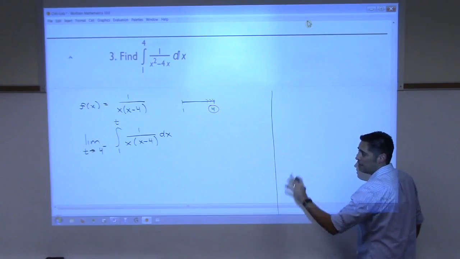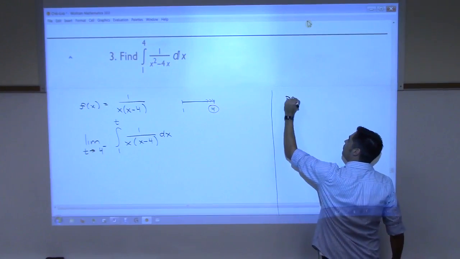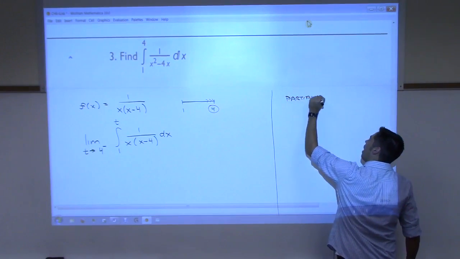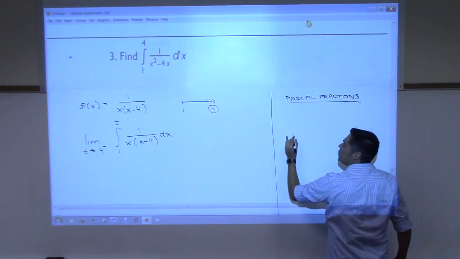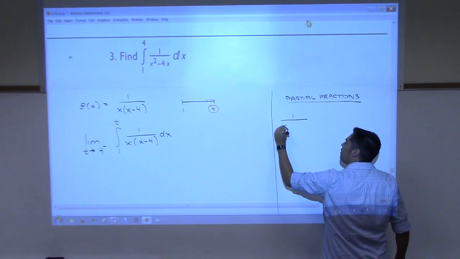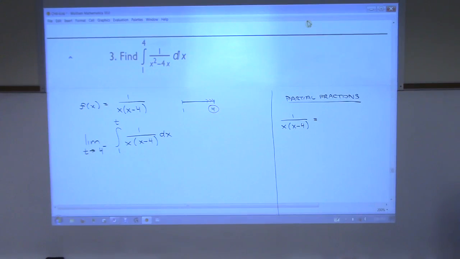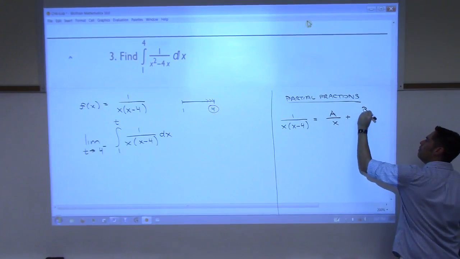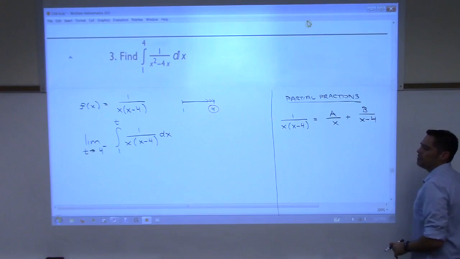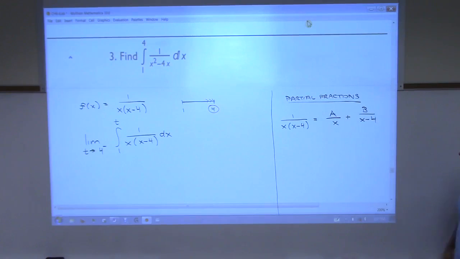You understand what I'm saying? We've got to do some work on that. So partial fractions. I think I can squeeze it right into this little area here. At the end of the day, I need to turn 1 over x times x minus 4 into something, right? What's this going to be over here? A over x plus B over x minus 4, and that's because I have 2 distinct linear factors, so I do a constant on top of each linear factor.